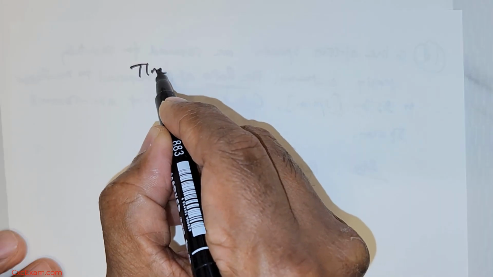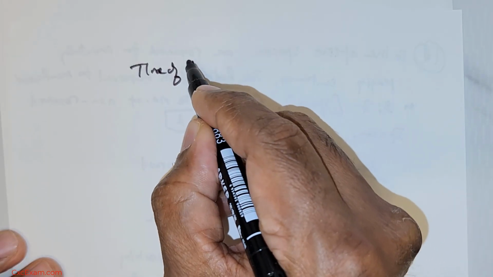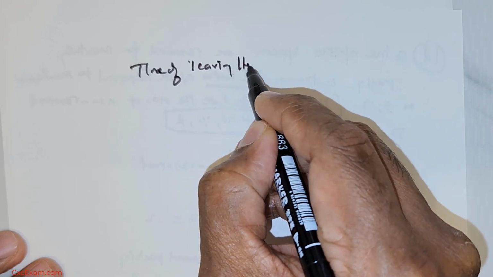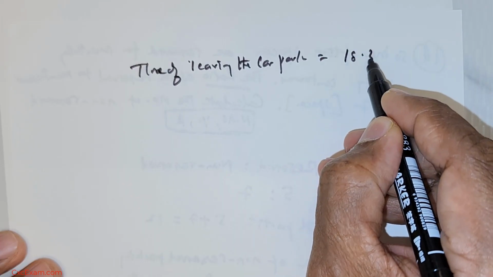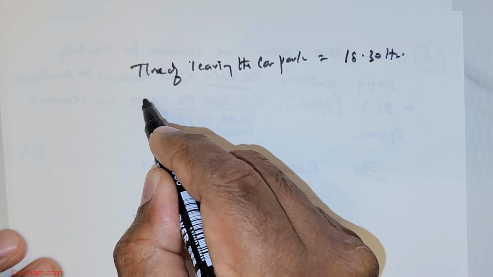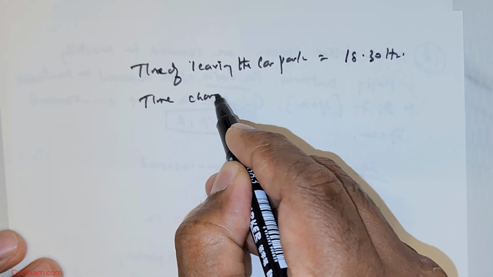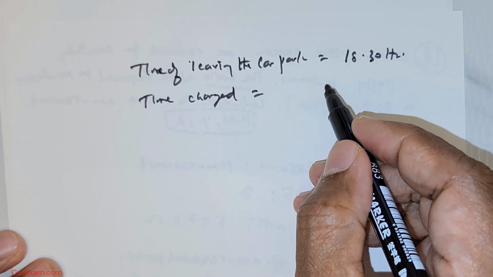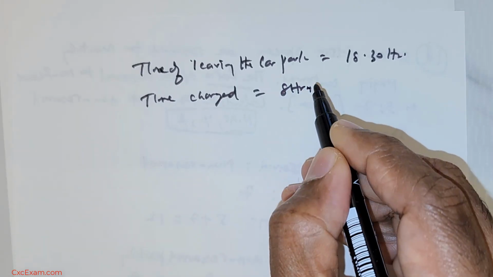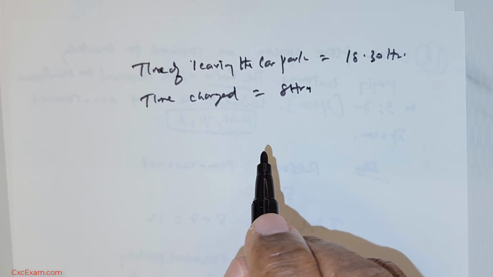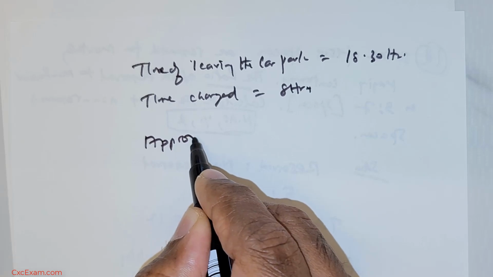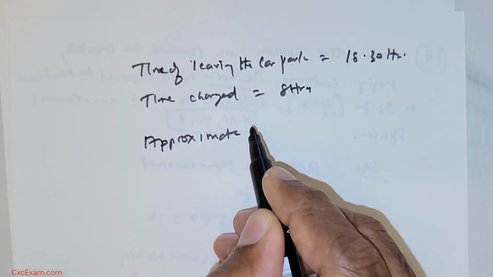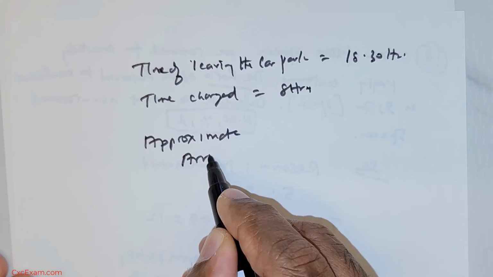So I'm going to write that approximation. The time of leaving the car park is given as 18:30 hours. The time charged is given as 8 hours. So from here we can give an approximation. That's all we can give.